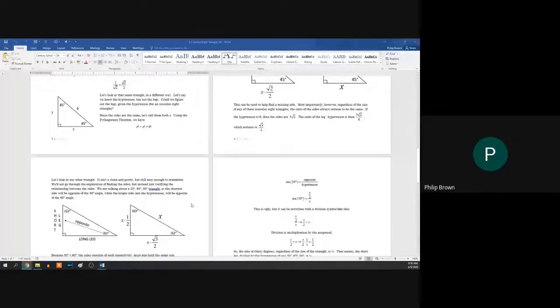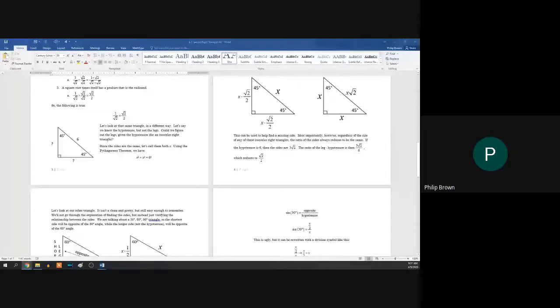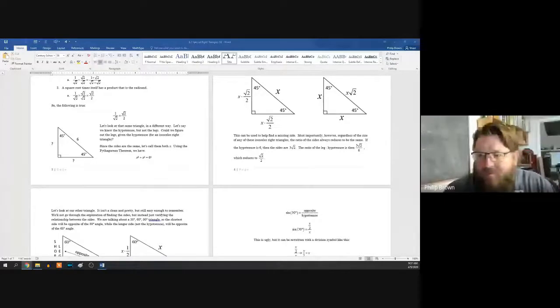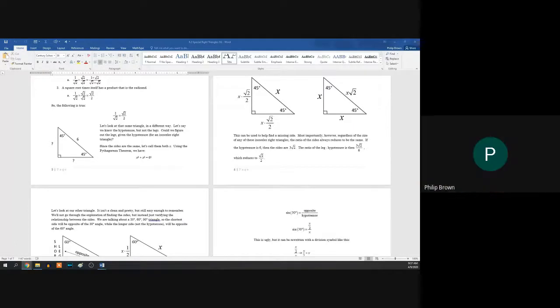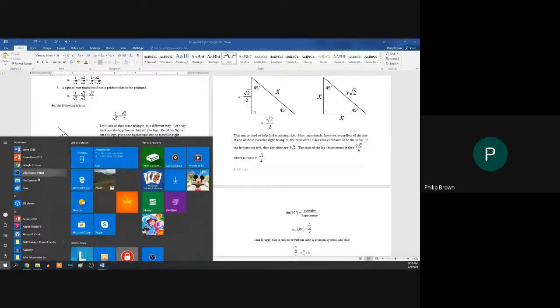So here's the thing I wanted you guys to notice. Somebody just joined us. No matter what, there's a pattern, and it doesn't matter how big or small the triangle is. If it's a 45, 45, 90, no matter what, the legs are the length of the hypotenuse times the square root of 2 over 2. Always and forever, amen. In fact, let me give you a couple examples. Just want to make sure that's 100% rock solid.